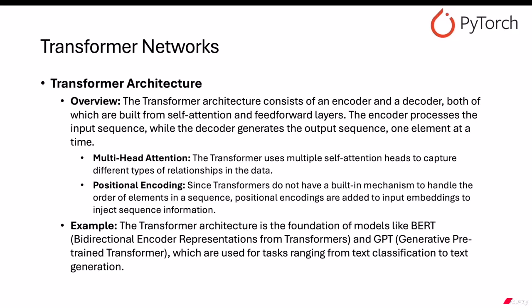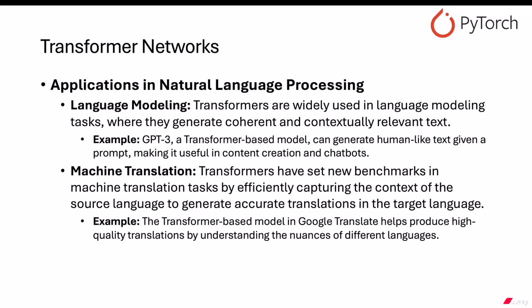Example: the transformer architecture is the foundation of models like BERT, which is bidirectional encoder representations from transformers, and GPT, which is generative pre-trained transformer, which are used for tasks ranging from text classification to text generation. Applications in natural language processing. Language modeling. Transformers are widely used in language modeling tasks where they generate coherent and contextually relevant text. Example: GPT-3, a transformer-based model, can generate human-like text given a prompt, making it useful in content creation and chatbots.